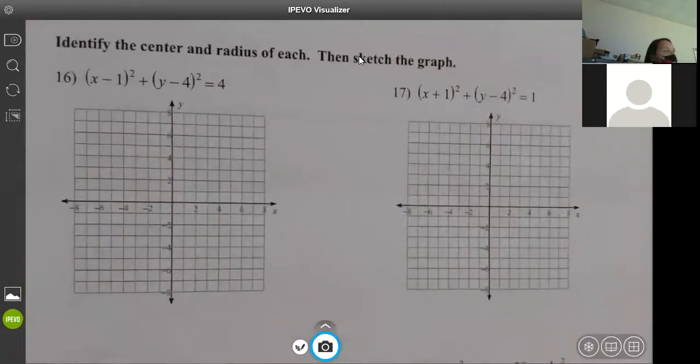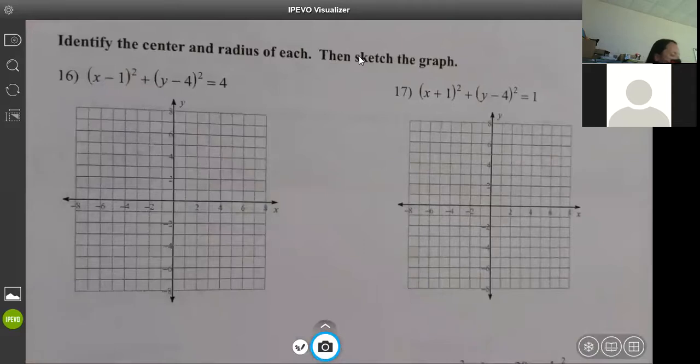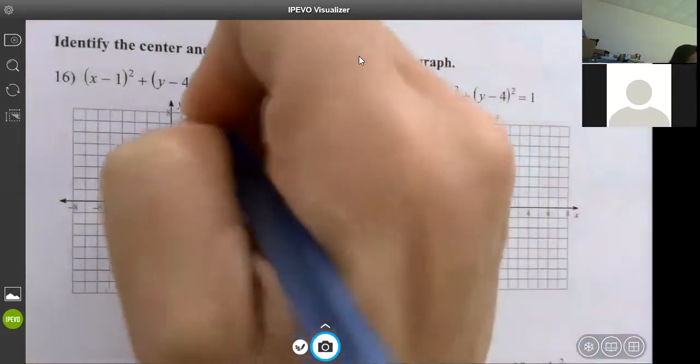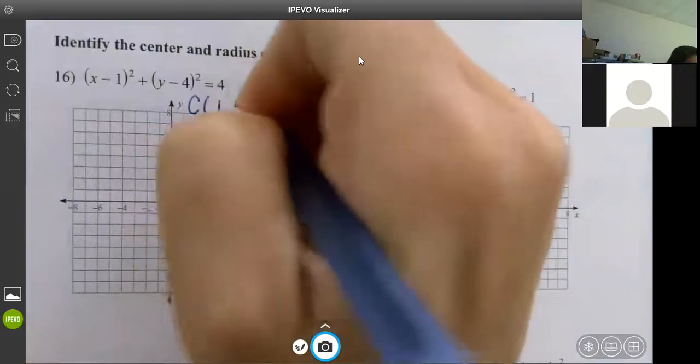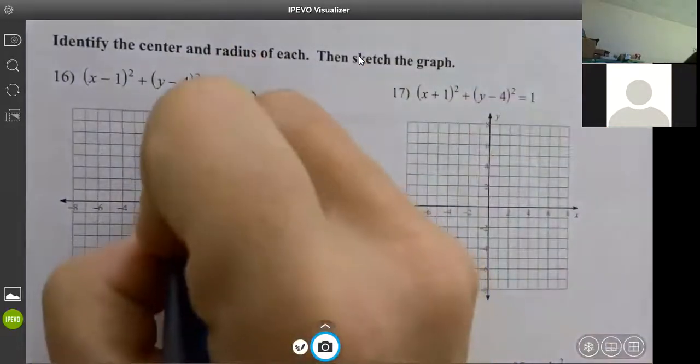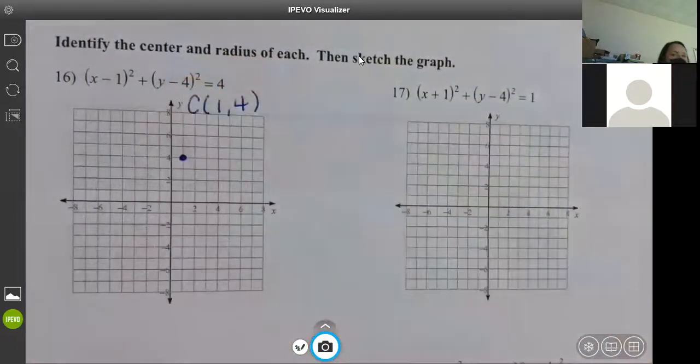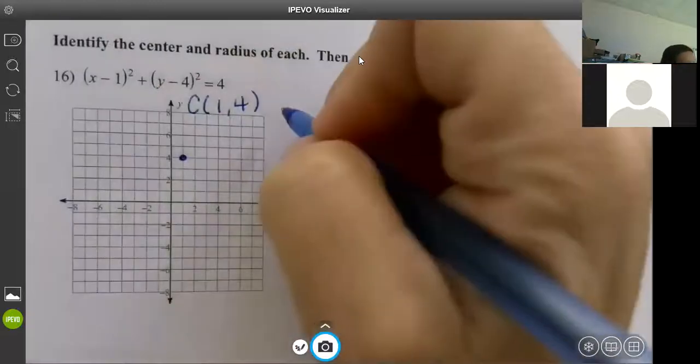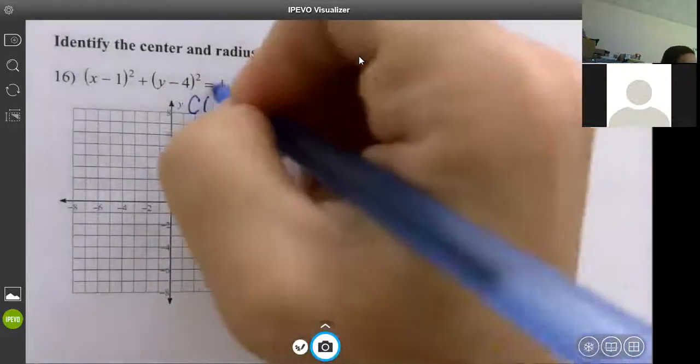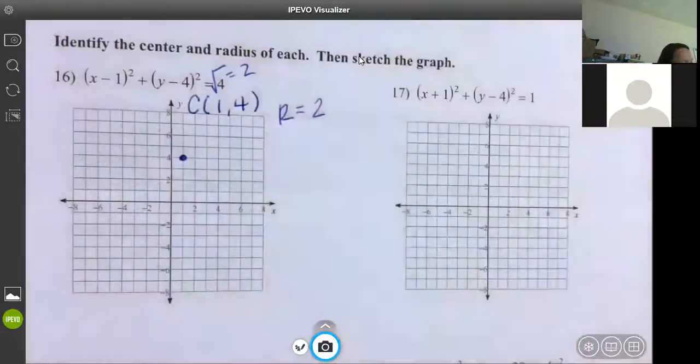16. Now the only difference is you actually have numbers with x and y. So what's your center? Remember when we pull it outside of parentheses, we change the sign. So what's our center? 1, 4. So we're going to change it to 1, 4. There's our center. What's our radius? Square root of 4 is 2. So our radius is 2.